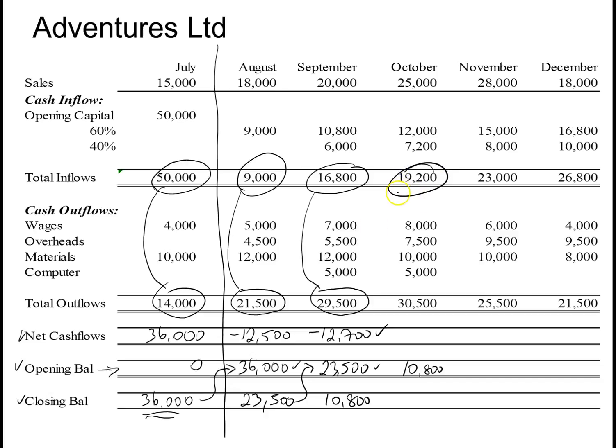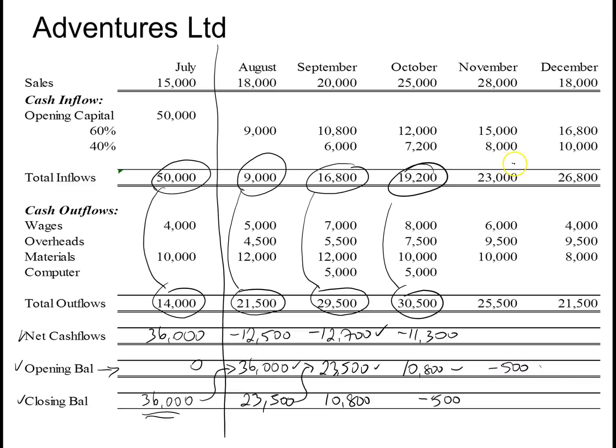October, 19,200 comes in, 30,500 projected to go out. That's a minus 11,300. In other words, 11,300 more will flow out of the business than flows into the business. Now, they're starting the month with 10,800, which means they're going to end the month with a deficit of 500. So going into November, they'll have a net negative cash figure of 500.